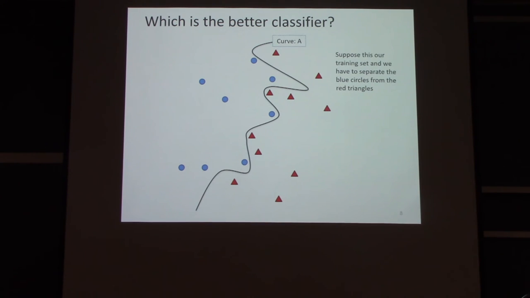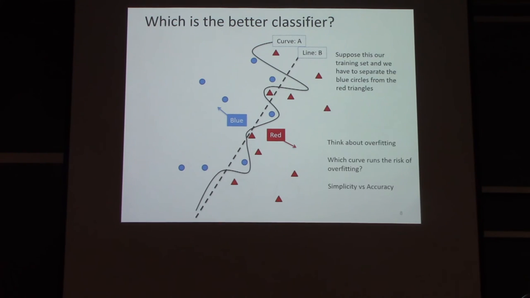This one clearly separates them out. This one, not so much. Let's call them A and B. And just to make it clear, that side of both of them is blue, and this side is red, and this side is blue. So now, the question is, which of these is better? And when you answer that question, I want you to think about overfitting.